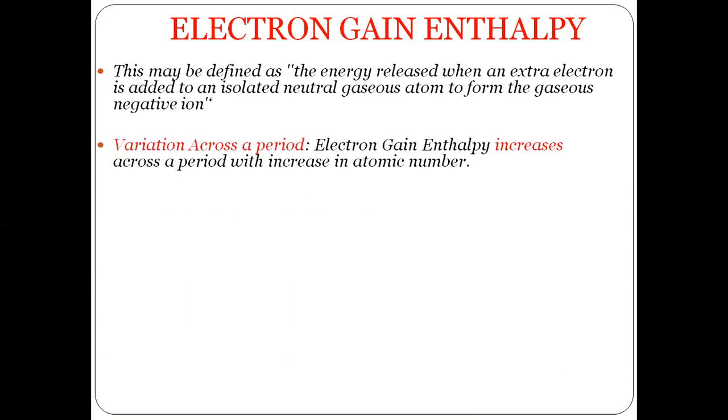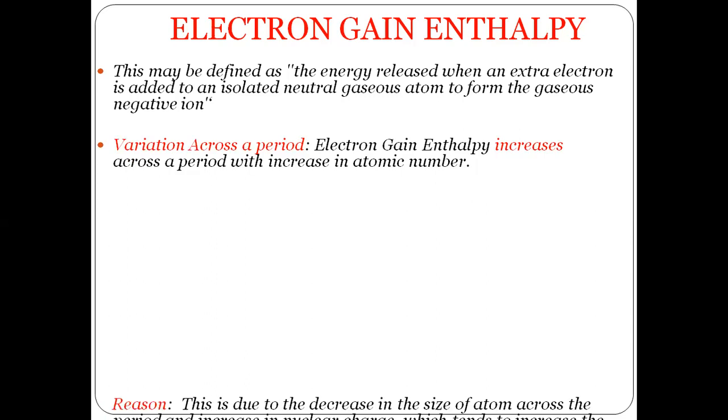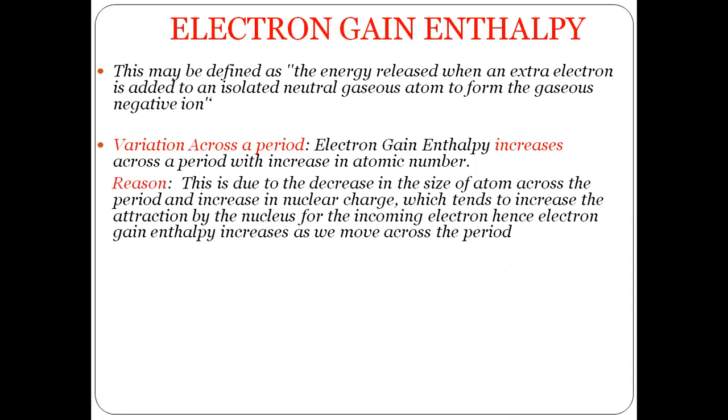Variation across a period: it will increase across a period. When we move from left to right, it increases. Now what is the reason? Again, the reason comes down to the size. When you move from left to right, the size will decrease and nuclear charge will increase. So nuclear charge will pull the incoming electron toward itself and make it stable. As a result, there will be more release of energy as electron gain enthalpy.